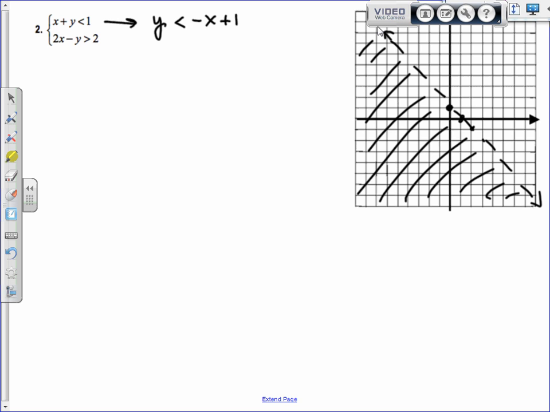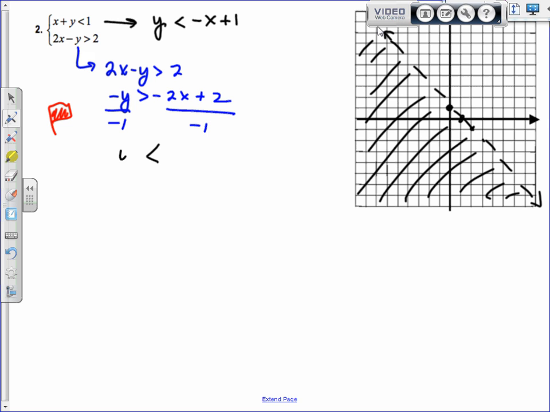All right, this other one, so I have 2x minus y is greater than 2. So I'm going to subtract the 2x over. All right, I divide by -1. I always call that the red flag rule. Remember, if you divide by -1, you flip the sign. So it's going to be less than. So I have y is less than 2x minus 2.